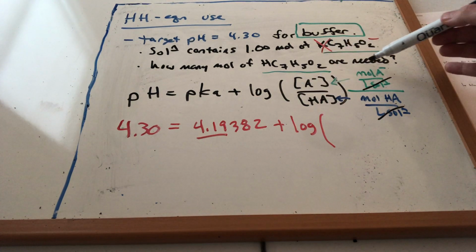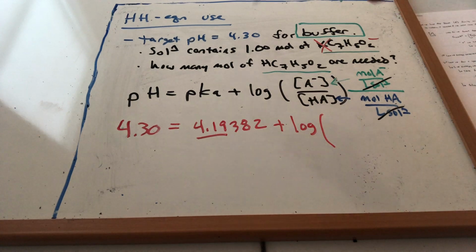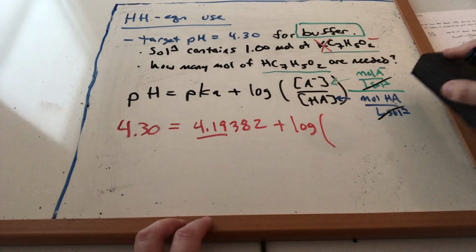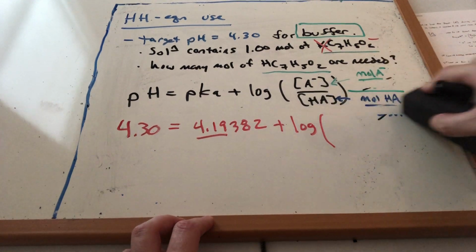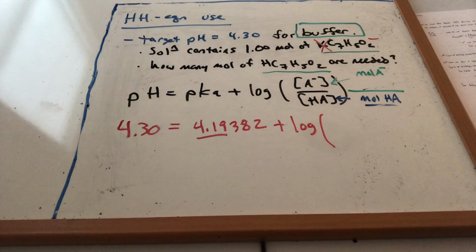Another way of writing this would have the moles of A minus here and the moles of HA there. So it's completely okay that we're not given a volume for our solution. We can go ahead and use this equation and this idea to plug in the information that we need. So in the top, once we cancel these out and then simplify, it looks like I have moles of A minus on the top and moles of HA on the bottom.